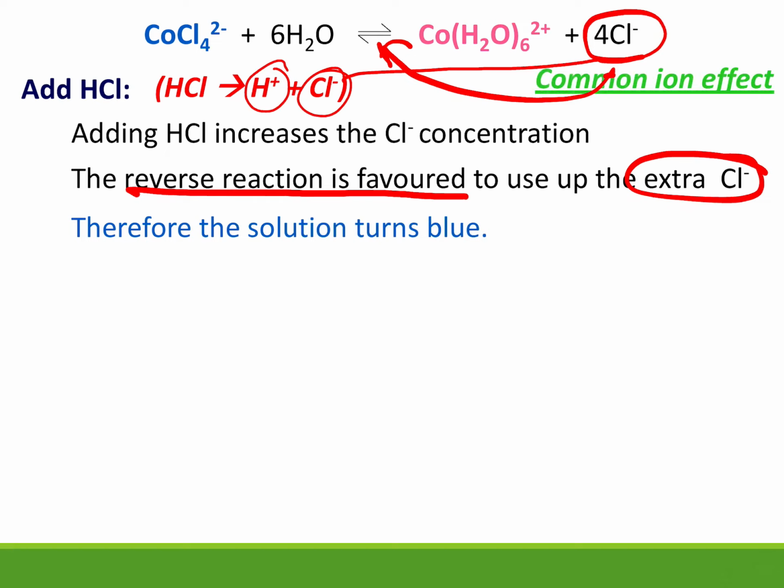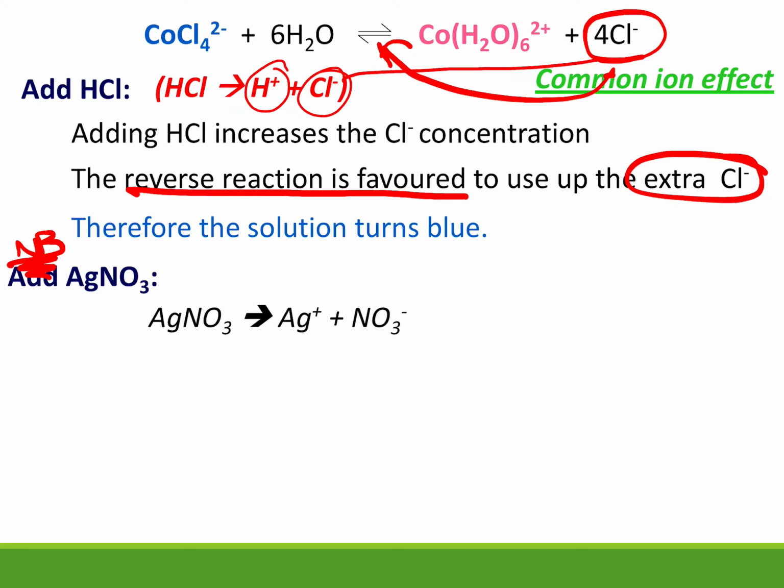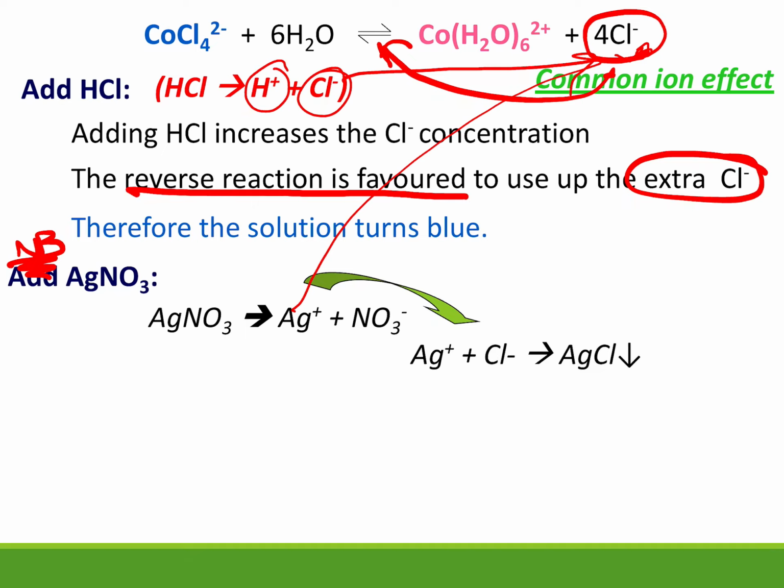This process is also known as the common ion effect. If I add silver nitrate, now this is a very big MB one, very important, silver nitrate, okay? Silver nitrate, when it dissolves, becomes Ag+ ions and NO3- ions. The Ag+ ions then see the Cl-, and they go, oh, I like you, and they make silver chloride.